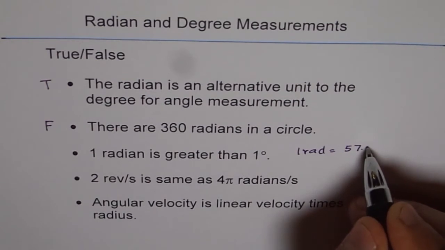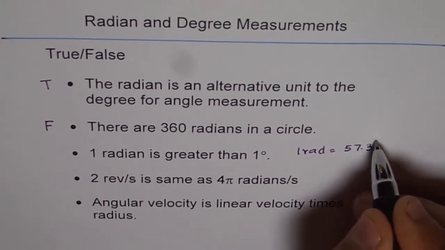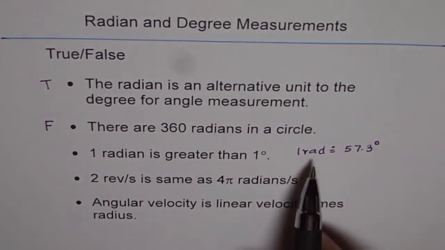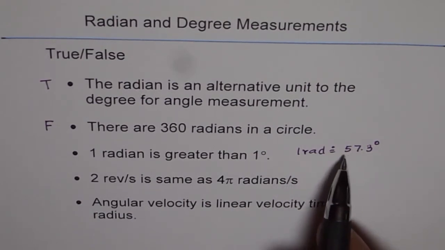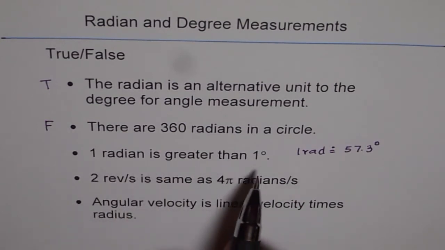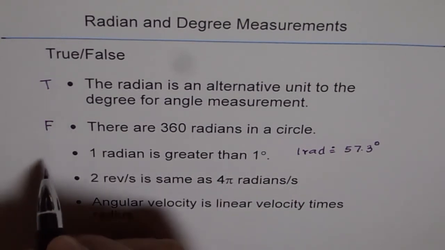So in fact, 1 radian is equal to 57.295. 295 is almost this much, right? So that big a radian is 57 degrees, right? So it is indeed greater and much greater than 1 degree. So that is true.